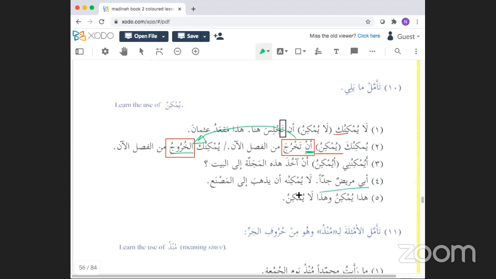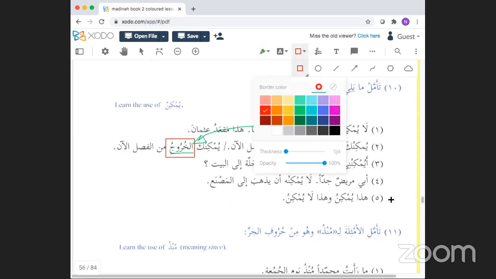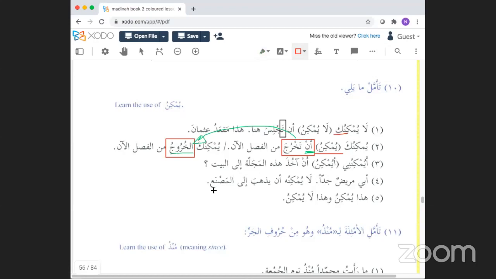Abi maridun. Back to that square. Abi maridun. لا يمكنه أن يذهب إلى المصنع. It's not possible for him to go to the factory. لا يمكنه, and you can say لا يمكن أن يذهب إلى المصنع. It doesn't have to be يمكنه.